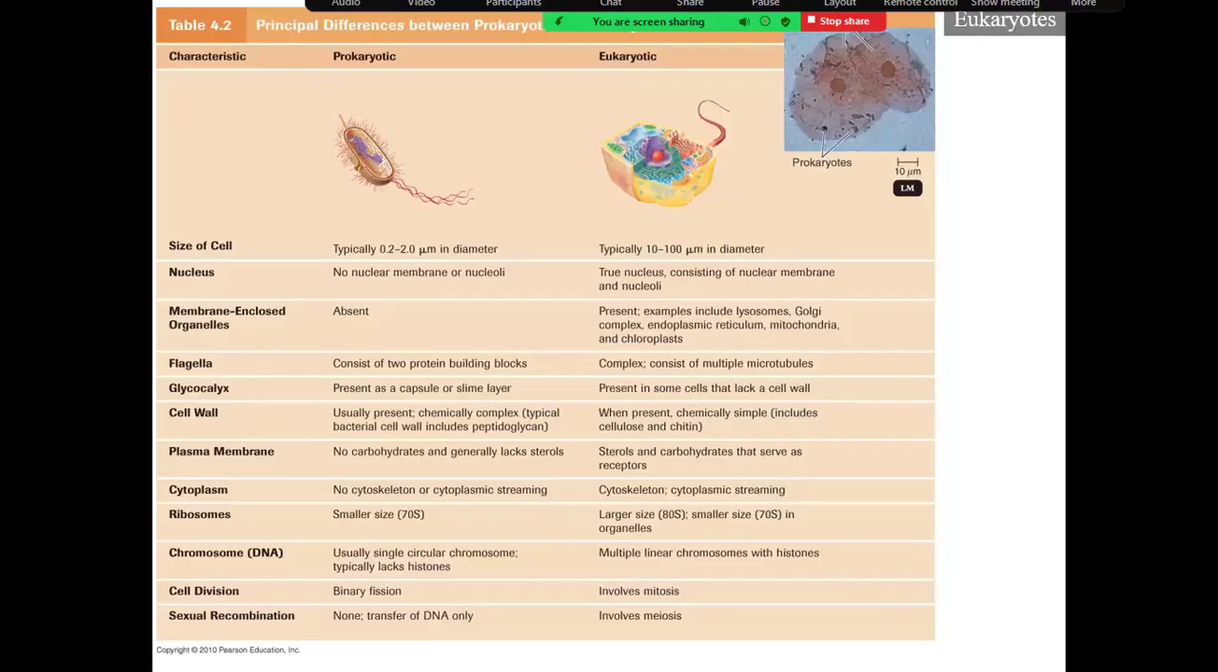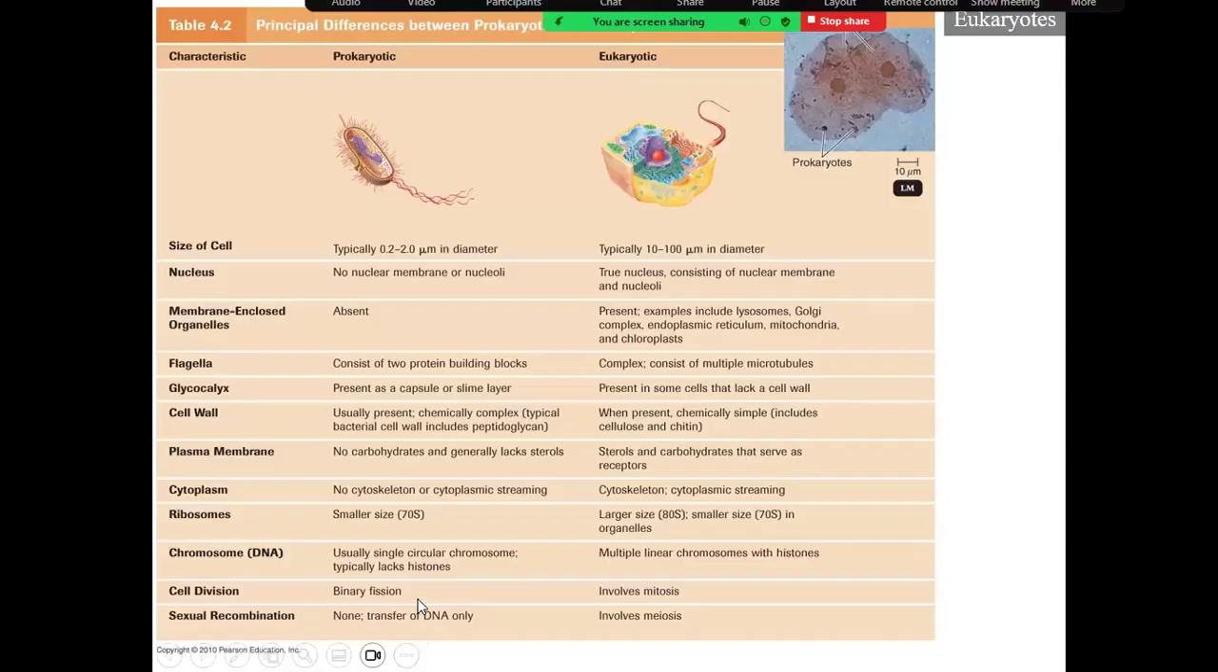The ribosomes differ in a prokaryote. They're smaller, 70S in size. They're larger in the eukaryote cell. They are 80S in size. That differs for the ribosomes in the mitochondria and the chloroplast, and we'll talk about that later.